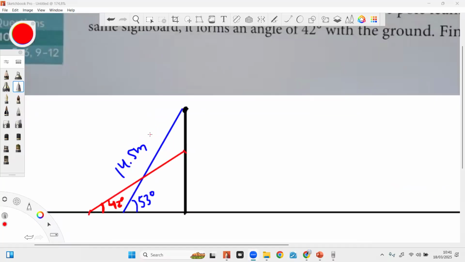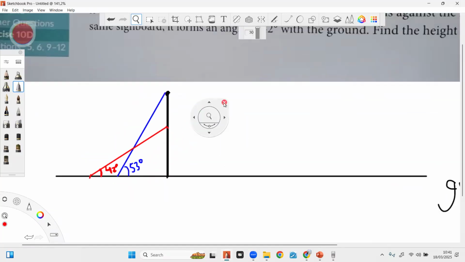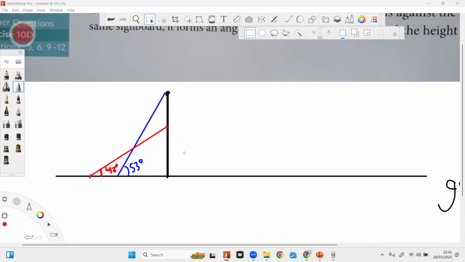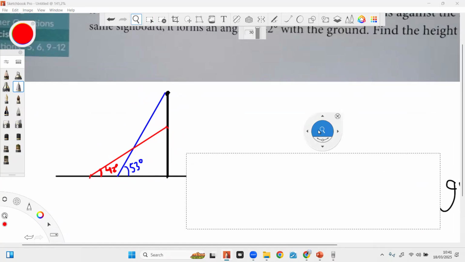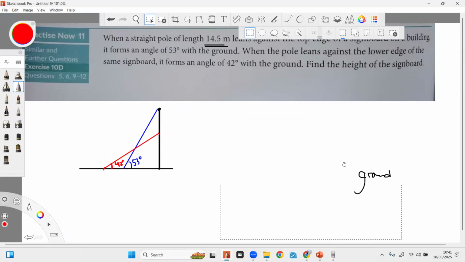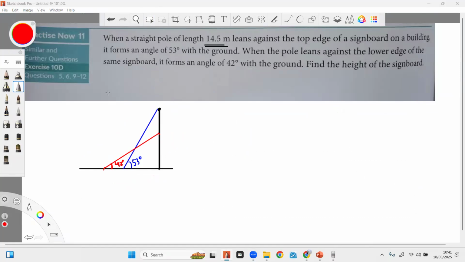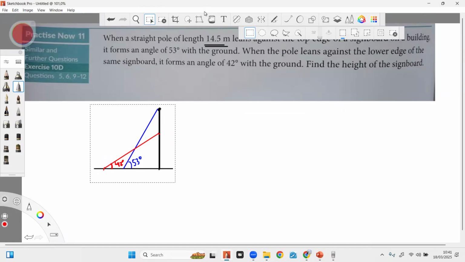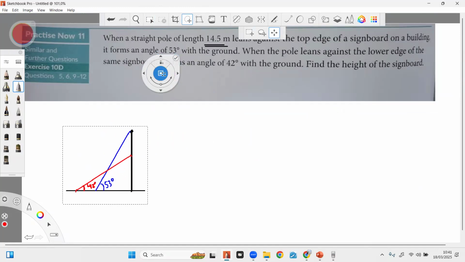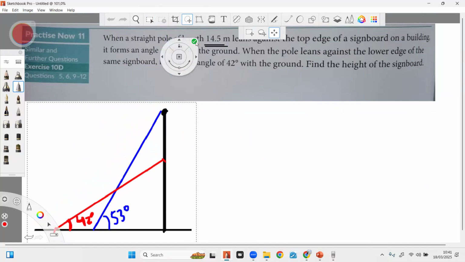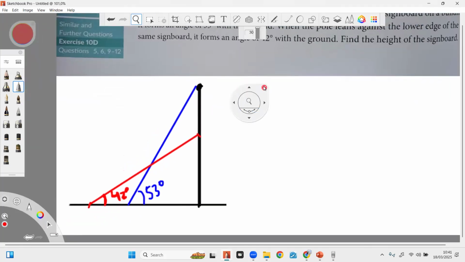If you do this, you will mess up the working, right? Instead, what you need to do is draw two models. So first, the 53 degree is when it leans a bit steep, and 42 degree when it leans a bit less steep. The length of the blue line and the red line are the same, the same ruler that was used by Denzel just now.